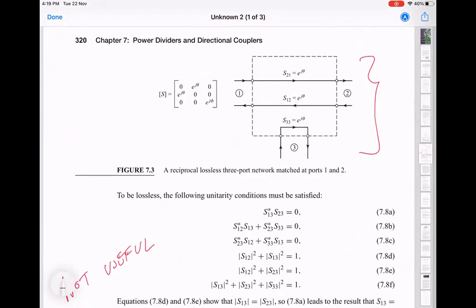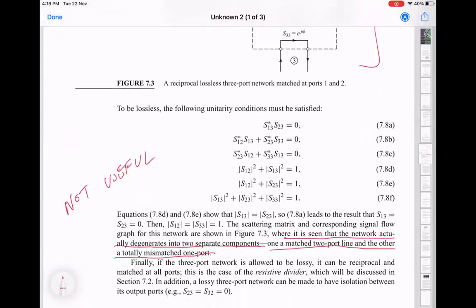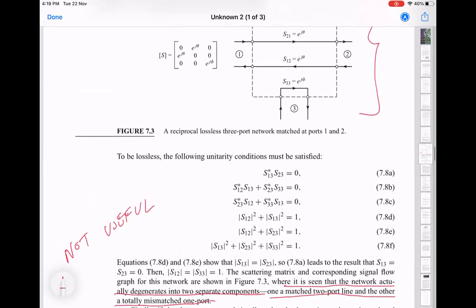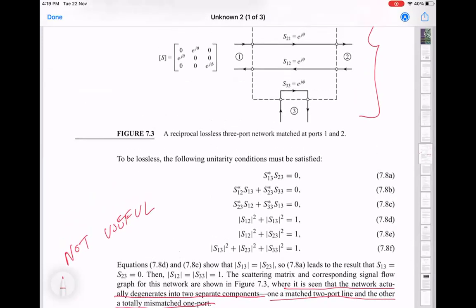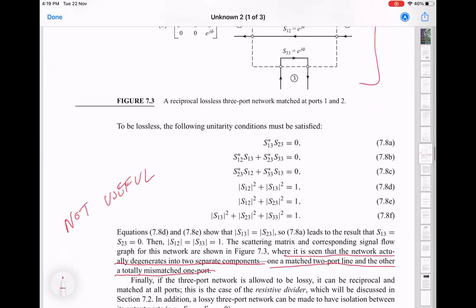So it's not really a realistic 3-port device in that sense, but that's what the equations give you if you try to demand this kind of behavior. Okay. So this is again an example that just satisfying the mathematical properties need not always necessarily lead to a device which is useful.